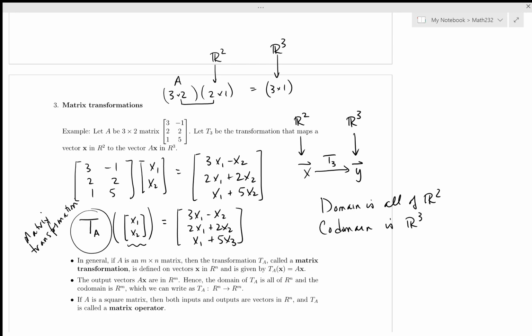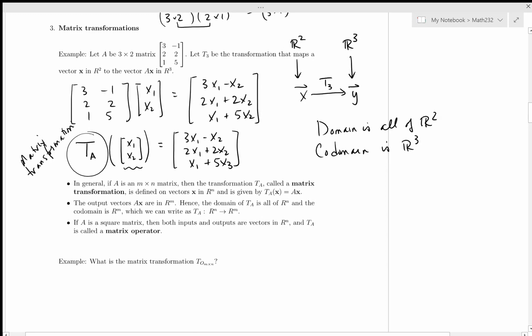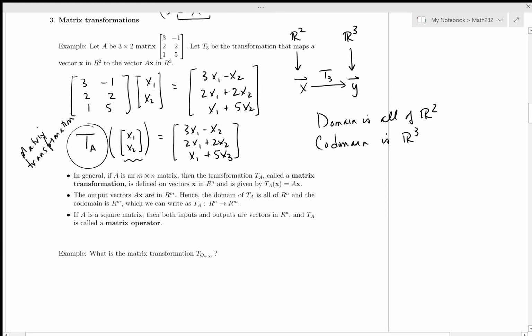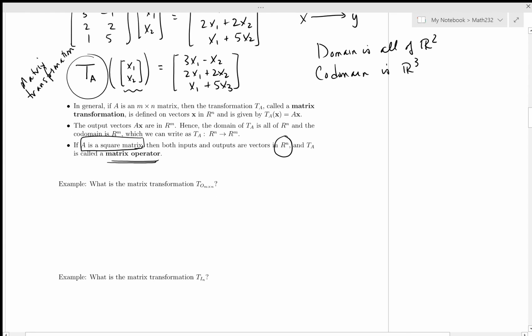All right, so that is a matrix transformation, and we have the same exact condition. If A is a square matrix, which will be the case many of the times, then both the inputs and outputs are of the same dimension, and our matrix transformation is then called a matrix operator. Okay, so let's take a look at this. What is the matrix transformation T sub 0, m by n? That is a zero matrix, which is of dimension n rows and n columns. That looks like this, basically all zeros everywhere.